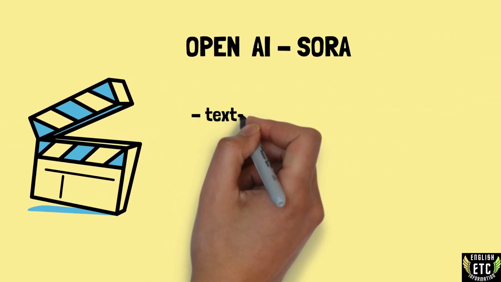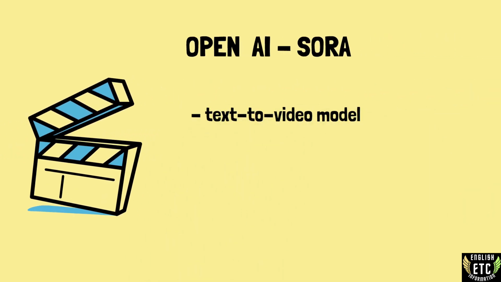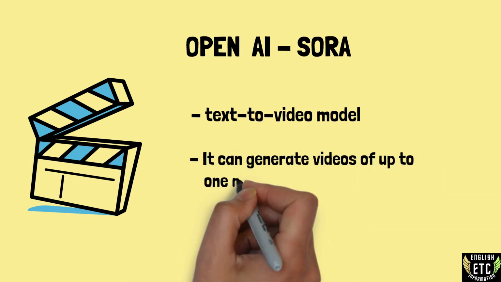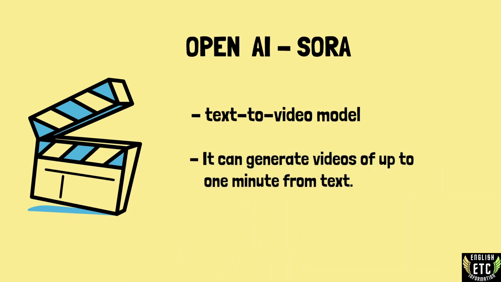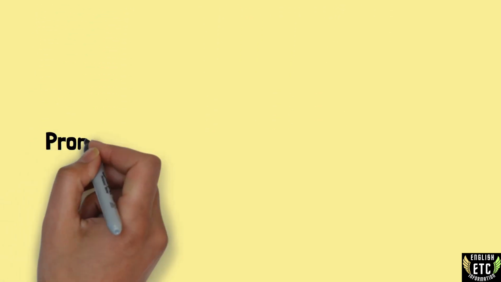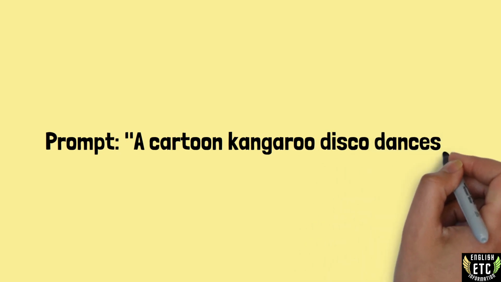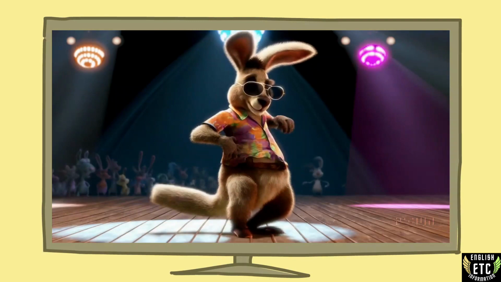This is OpenAI SORA, a text-to-video model that can generate videos of up to 1 minute from text while maintaining visual quality. Let's watch this video, which OpenAI created by just writing one line. A cartoon kangaroo disco dances. Isn't it amazing?